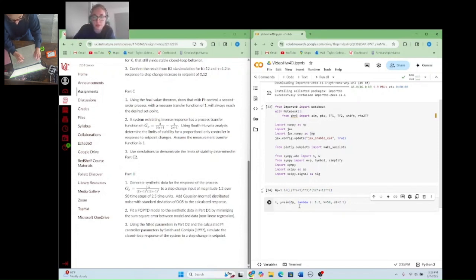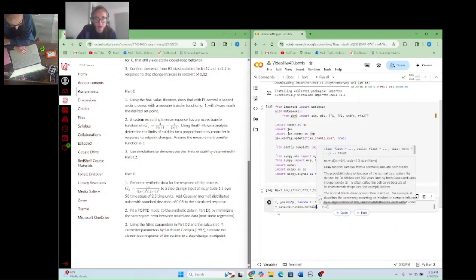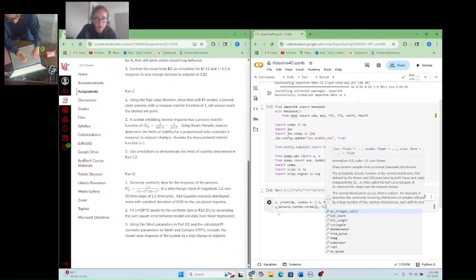So what we want to do is make synthetic data for this. So we're going to do y underscore data is equal to np.random. It said that we are going to use a normal distribution, the Gaussian distribution. So we're going to put normal, and we're going to put our y in here. And we want our standard deviation to be 0.05 for that.